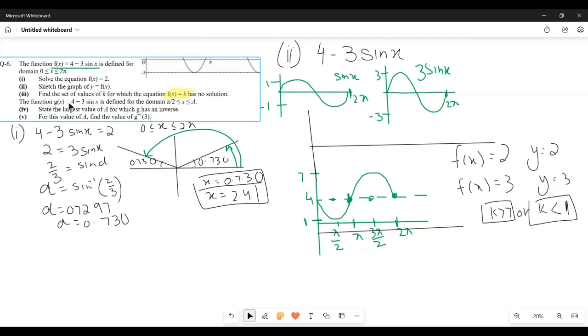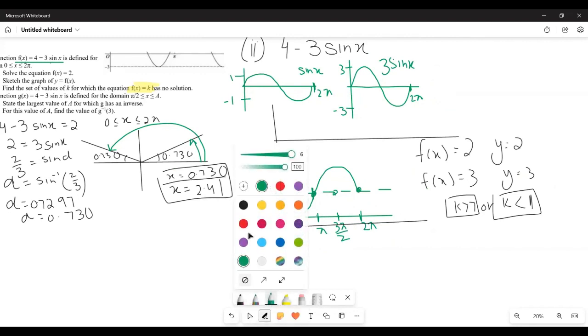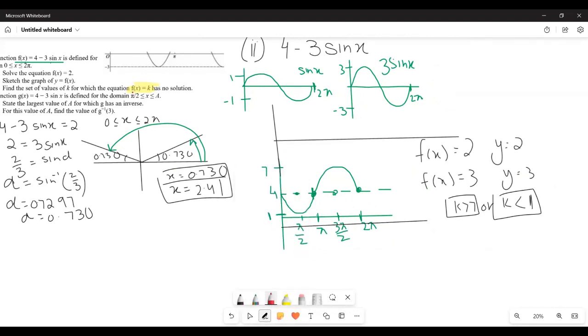The function g(x) equals 4 minus 3 sin x is defined for the domain pi by 2 to a. We've already plotted this graph. It's saying that the domain is starting from pi by 2 and it's going till a. So if it's starting from pi by 2, that means this is the part of the graph. यहाँ से graph start हो रहा है. And it's going till a. But I don't know a क्या है. Let's read more about a.